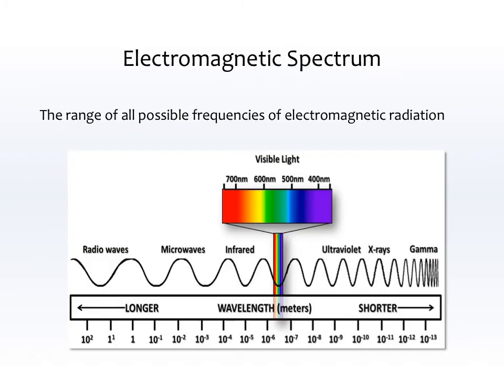So the electromagnetic spectrum will actually show the range of all possible frequencies of electromagnetic radiation. Remember that all of these different types of radiation travel at the exact same speed. So radio waves travel at the exact same speed as X-rays or gamma rays, which might even turn you into Spider-Man. And notice that visible light is there in the center. Visible light has a very small range, but within that small range we get all of the colors of the rainbow. So longer wavelength towards the left, shorter wavelength towards the right, greater frequency towards the right, lower frequency towards the left.